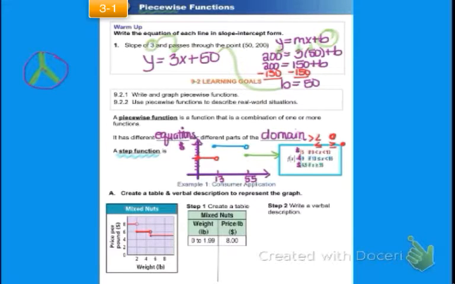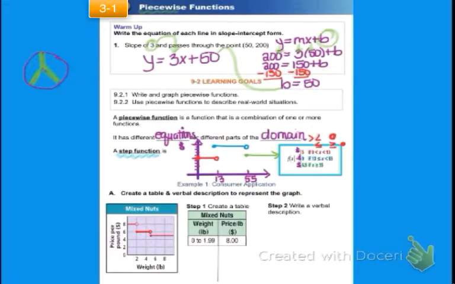Lots of real-life situations can be represented with step functions, which are piecewise functions because they're made up of a bunch of pieces that are all these constant functions. Here's an example of another application that utilizes a step function.